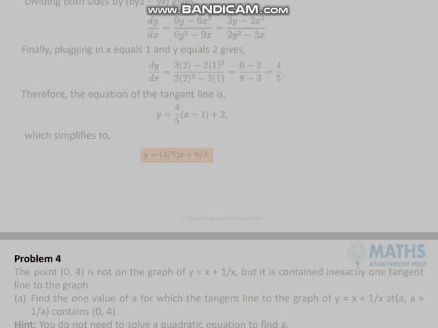Problem 4. The point (0, 4) is not on the graph of y equals x plus 1/x, but it is contained in exactly one tangent line to the graph. A. Find the one value of a for which the tangent line to the graph of y equals x plus 1/x at (a, a plus 1/a) contains (0, 4). Hint, you do not need to solve a quadratic equation to find a.